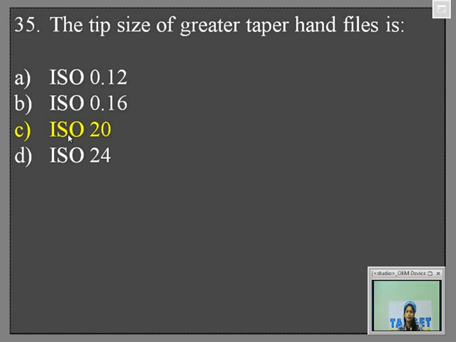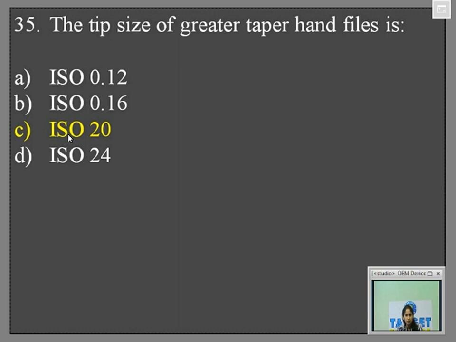Is ISO size 20 or 0.20 millimeters. Okay, at this point you should just write what are the cross sections of various instruments, or probably what can be the probable question that can be asked for your rotary files. Okay, so whether it is profile or whether it is greater taper profiles.